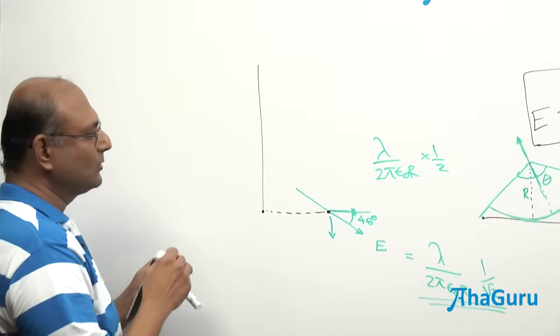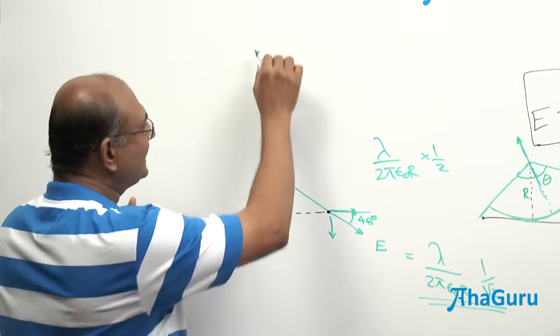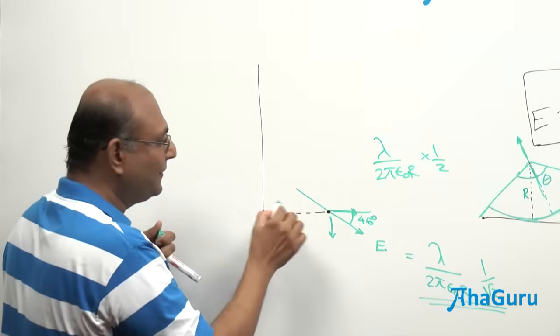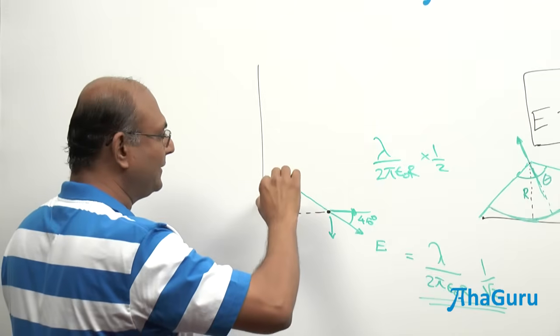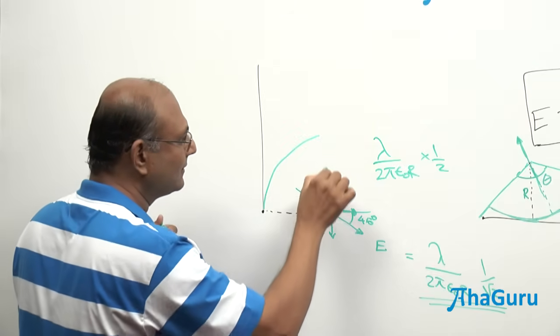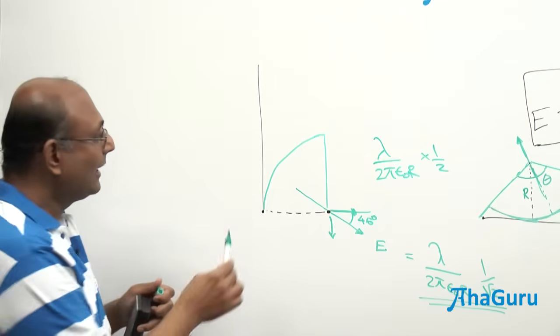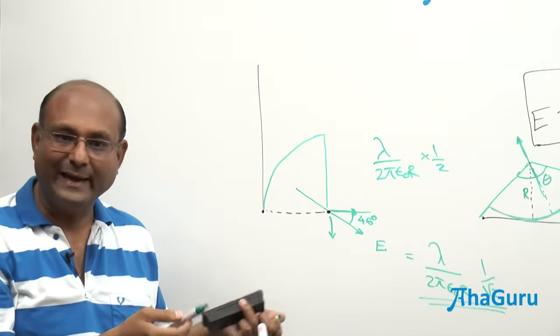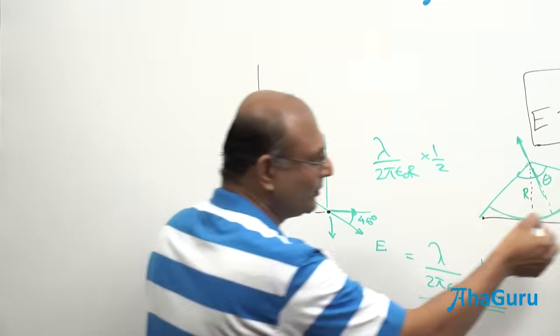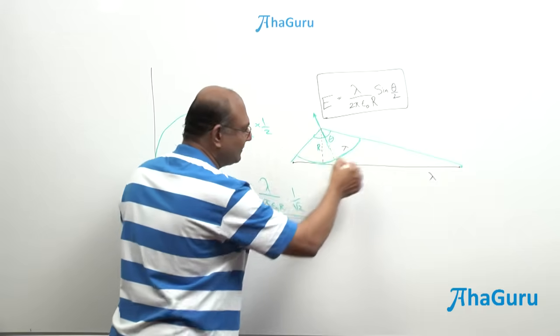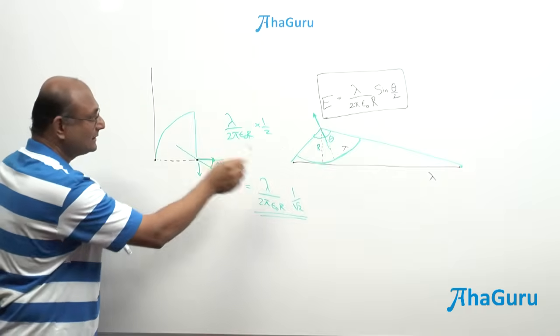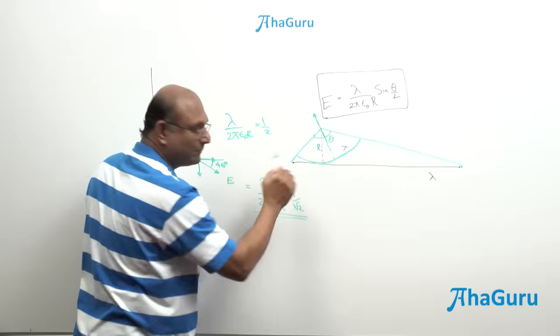So what I'm going to do is now show you that the field here is the same as the field due to an arc. What arc? Arc of what angle? Arc of angle 90 degrees, because that's the idea, right? You just join these two and replace it by an arc, so that this is a tangential arc. So basically this line becomes a tangent.